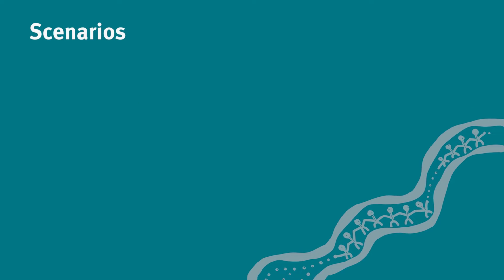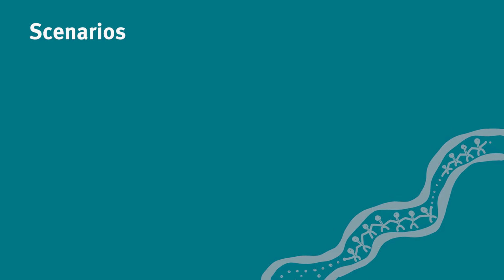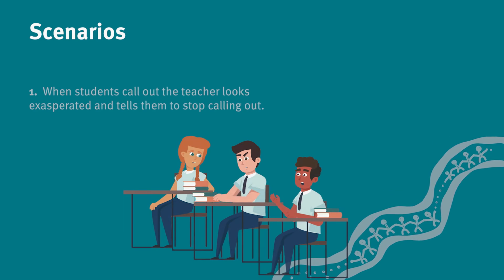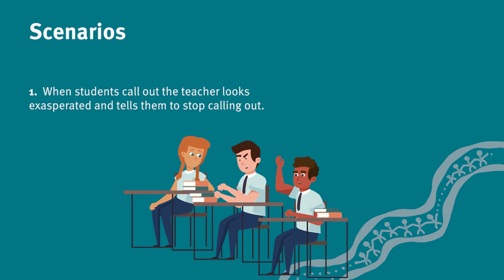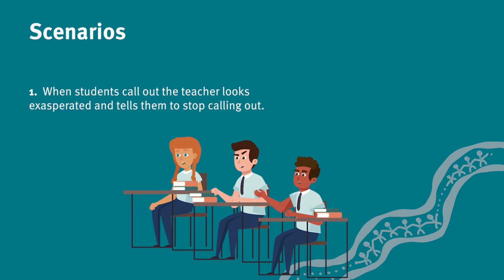Consider whether the following consequences follow the 3 R's. When students call out, the teacher looks exasperated and tells them to stop calling out. No, this consequence is unlikely to be effective.